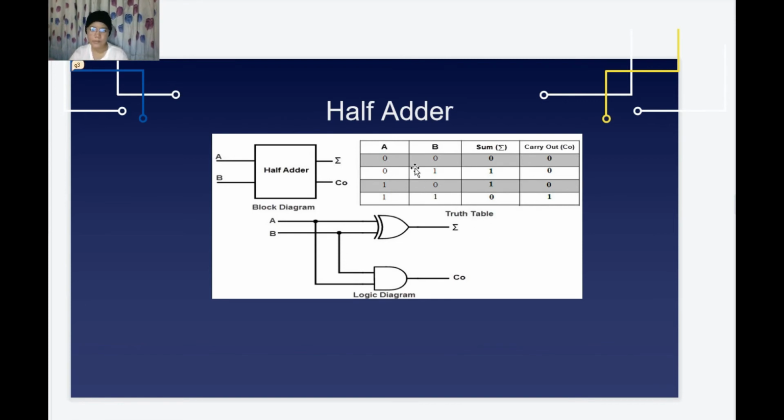Here we have 0 plus 0, which is 0. 0 plus 1 is 1. 1 plus 0 is 1. So we don't have a carry out. While here, 1 plus 1 is 0, so we have a carry of 1. So here is our logic diagram for our half adder. The adder is used to perform addition operation of two single bit binary numbers.